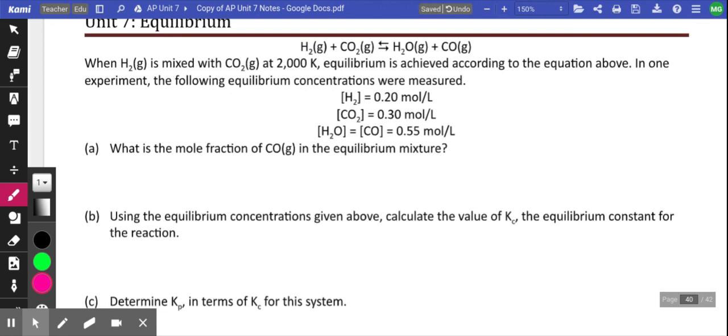Okay, this was a throwback with the mole fraction. Remember, the mole fraction is going to be the moles of whatever substance I'm talking about over the total moles in the mixture. I can assume that I have 1 liter here since I'm not given a volume here, but the mole fraction will come out the same no matter what the volume is if I'm given the molarities. So they're asking me about CO, and I see right here that CO is 0.55 moles per liter.